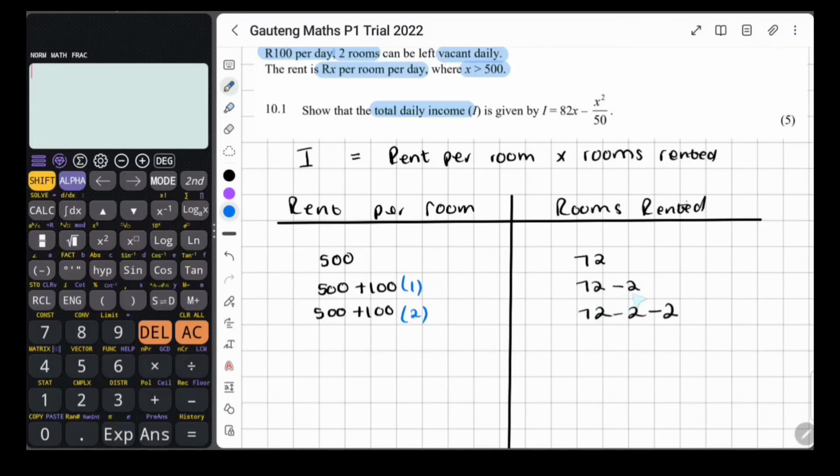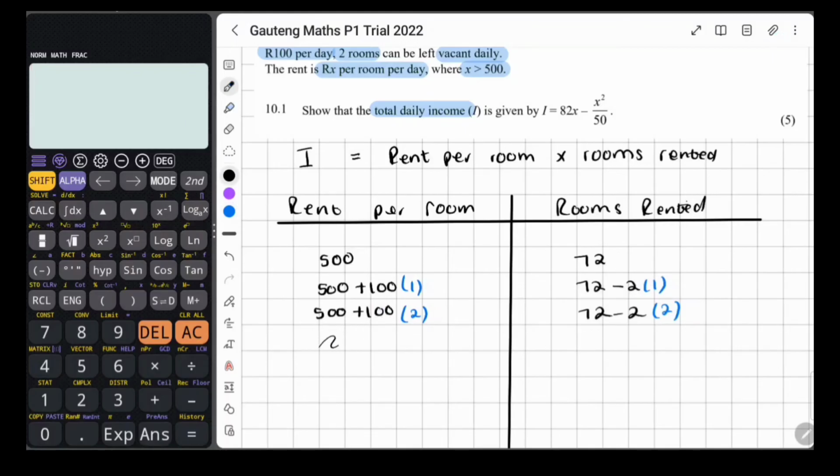Likewise, I can also do the same to this part. Instead, I can say 72 minus 2 times 1. That was the first day after the increase. And then instead of saying 72 minus 2 minus 2, I can just say 72 minus 2 times 2 instead. This is the way the pattern looks because 2 rooms keep being deducted.